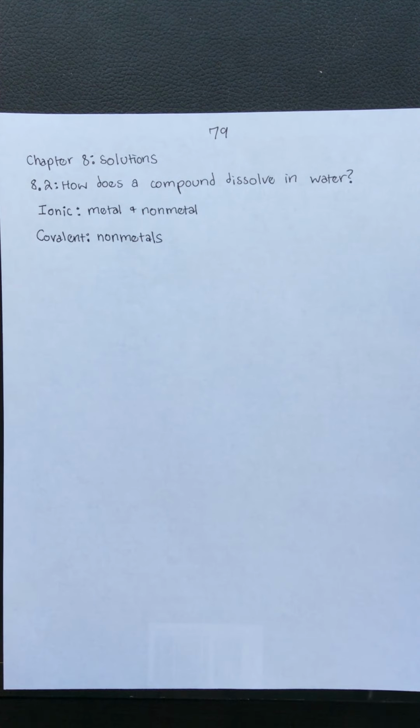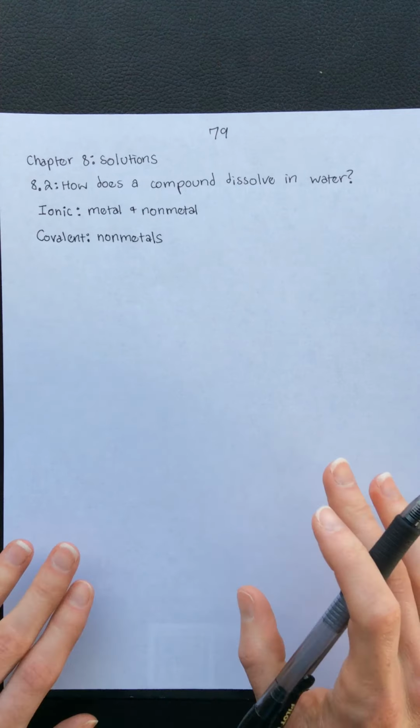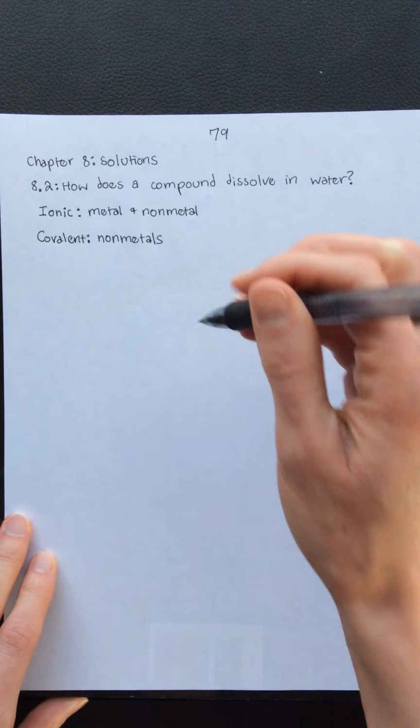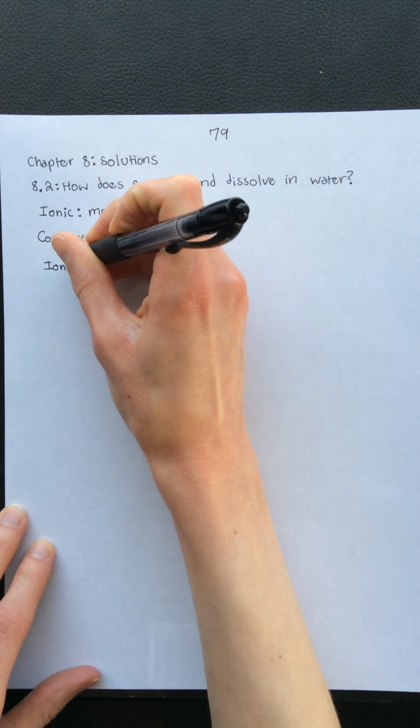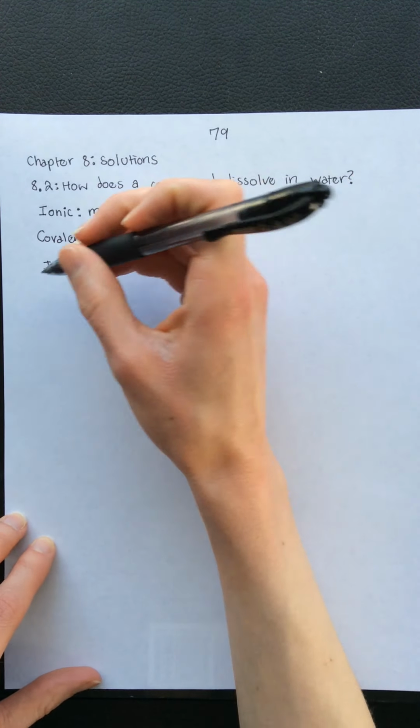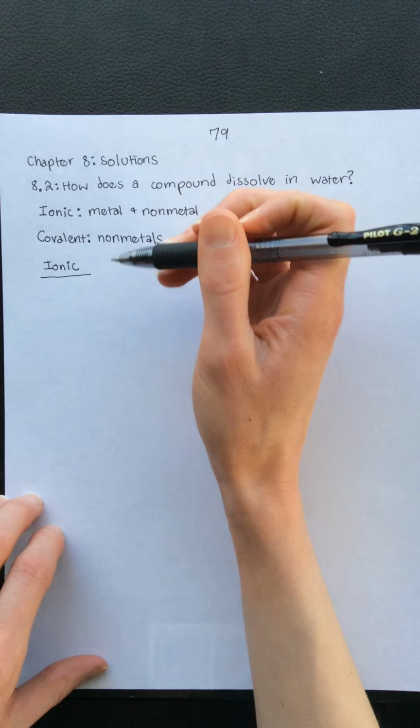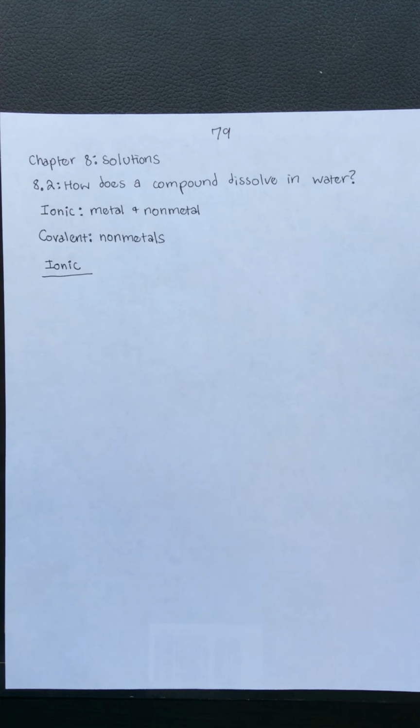So let's first talk about how ionic compounds dissolve in water. To do this, we're actually going to draw some pictures. If you want to pause the video and get some colored pencils or crayons, I'm going to use colored pens. That will make your drawing go a little bit better.